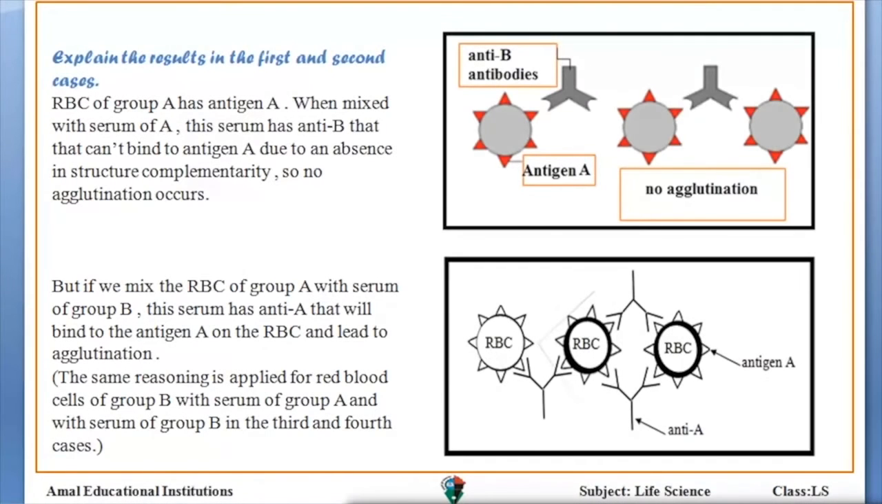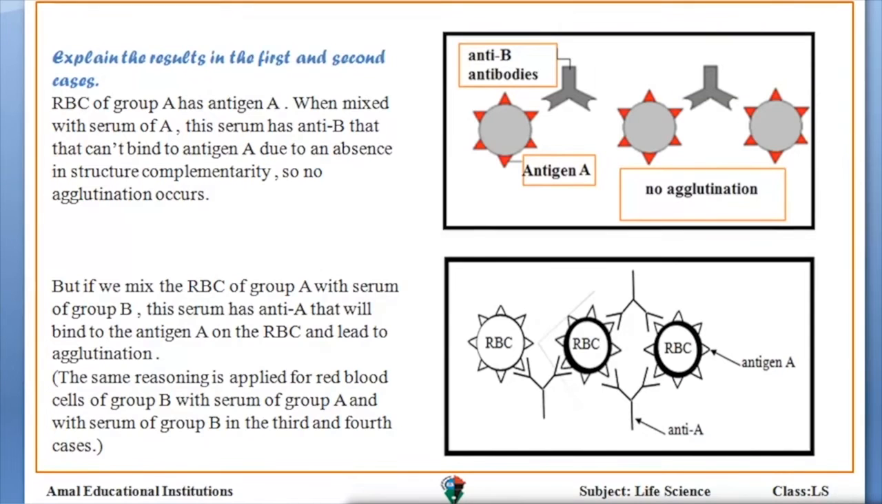Now, how could such results be explained? How could the presence of agglutination and the absence of agglutination in the experiment that we have just discussed be explained? You know that agglutination happens when the antibody that is complementary in structure to the antigen on the red blood cell binds to it. Let us use this information to explain the results in the first and the second cases.